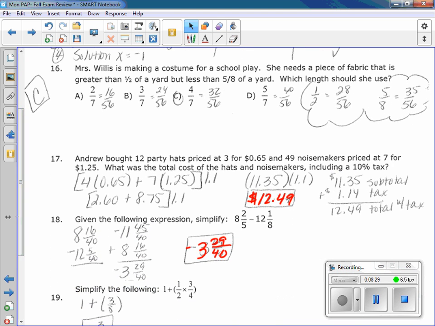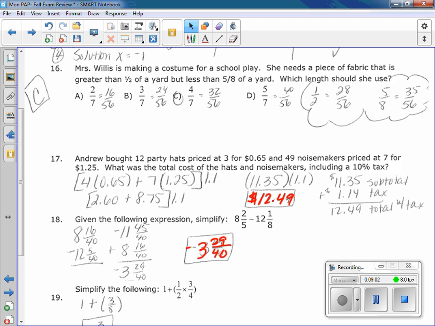Anything on 16 or 17? What about 16? Okay, on 17, I had some people ask about that earlier. 12 party hats for 3 for 65 cents. If you're buying 12 of them and they come in sets of 3, you have to divide to figure out that you're buying 4 sets. So I multiplied 4 times 0.65. That gave me 260. But I also bought 49 noisemakers priced at 7 for $1.25. So 49 divided by 7, I bought 7 groups of noisemakers.